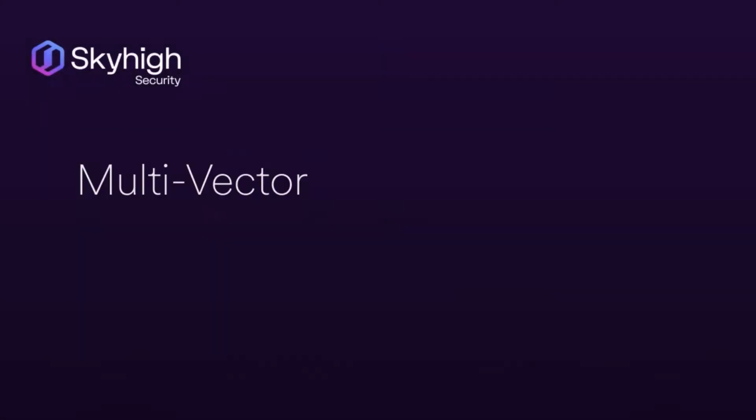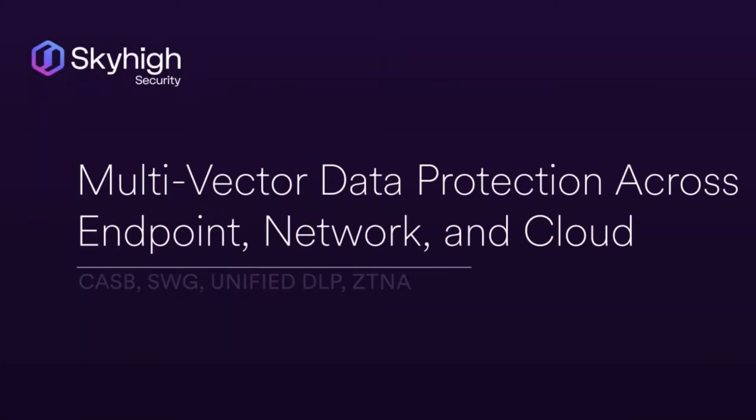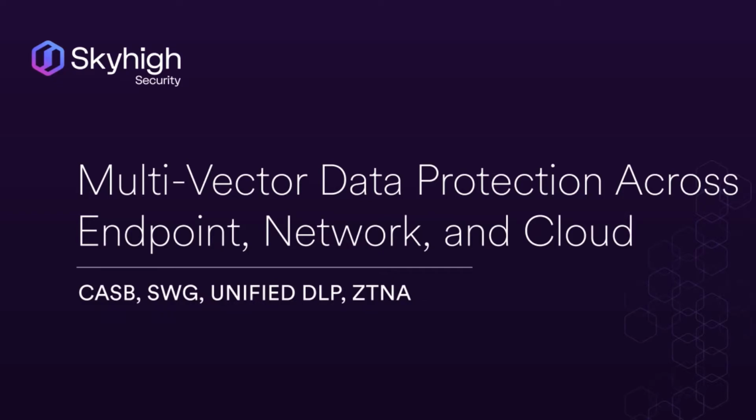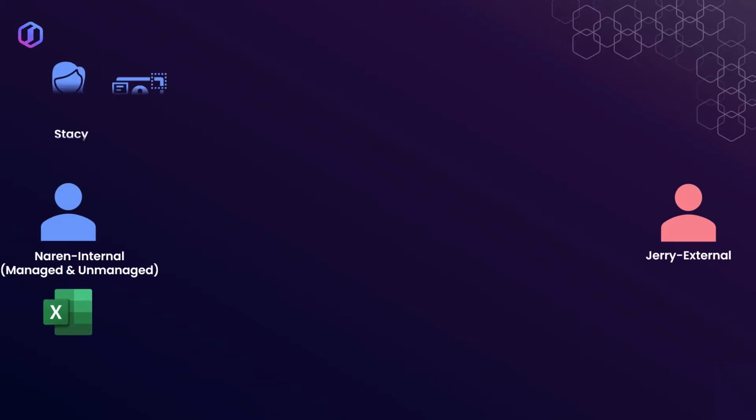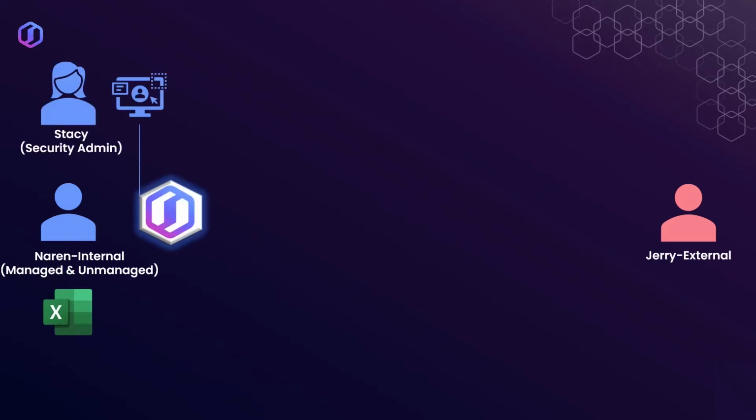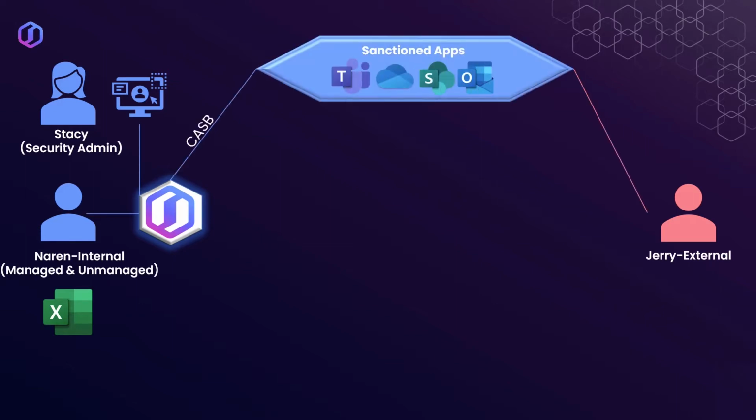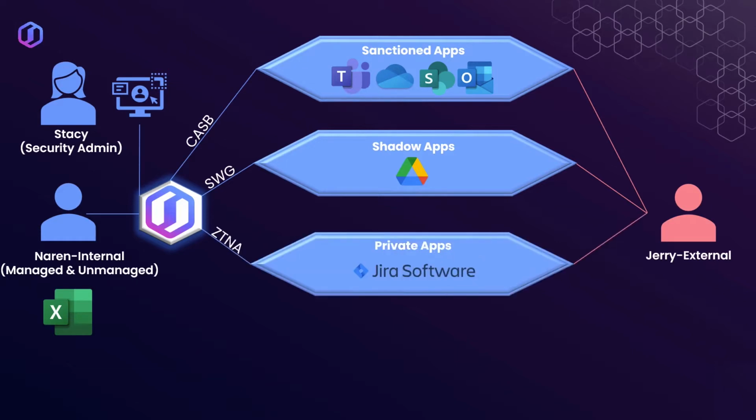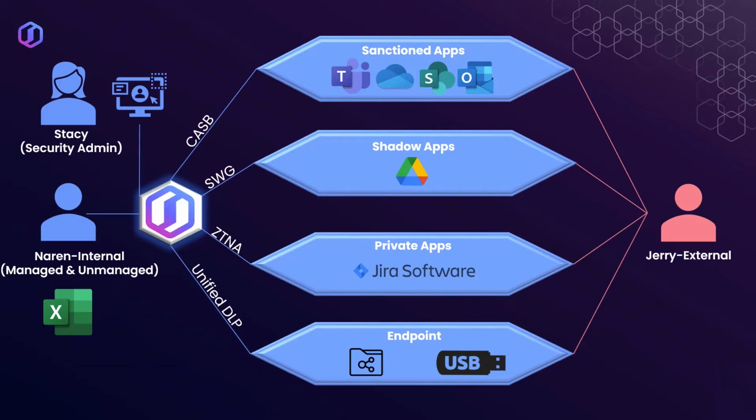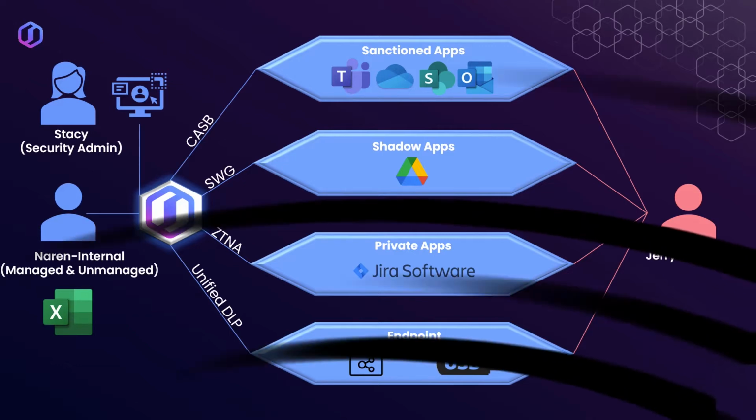We're going to cover multi-vector data protection across endpoint, network, and cloud. We're going to follow an internal user named Naren, who's going to be trying to share some sensitive data with an external partner named Jerry. We're going to be controlling this collaboration attempt through sanctioned cloud applications with our CASB, shadow apps with our secure web gateway, private applications with our ZTNA solution, and then also some endpoint-based controls. And all this is going to be visible to our security admin, Stacy, when we're done.